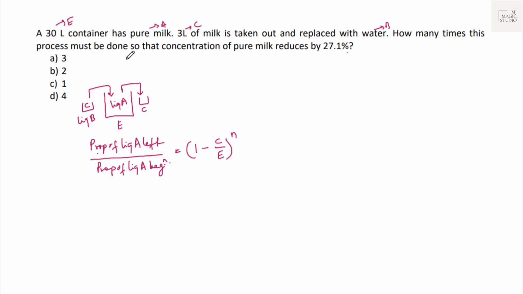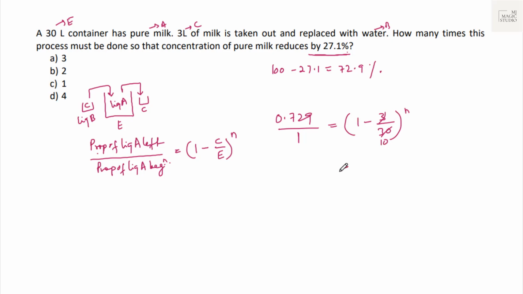Now they are asking how many times this process must be done so that the concentration of pure milk reduces by 27.1%. That means the proportion of milk left is 100 minus 27.1, which equals 72.9%. So the proportion of liquid A left is 0.729. The proportion of liquid A, that is milk, in the beginning was 1, because in the 30-liter container only milk was there. This equals (1 minus 3 by 30) to the power n. This is (1 minus 1 by 10), which is (9 by 10) to the power n. 9 by 10 means 0.9 to the power n.